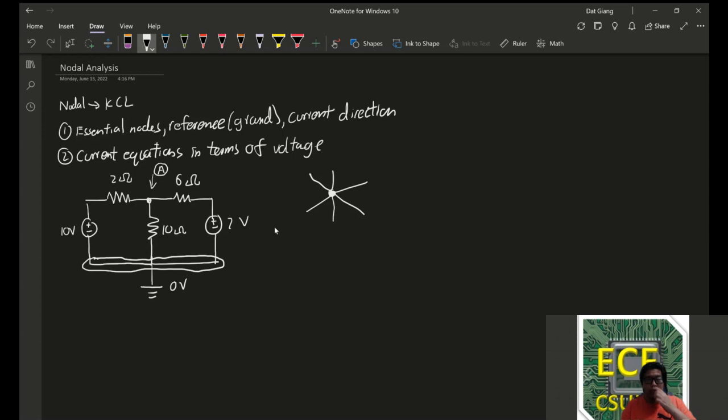Lastly, we're going to assign a current direction. Now, the assignment of current direction, if it's not given, is arbitrary. So let's say like this, and like this. Doesn't actually matter. We are trying to figure out some kind of solution to this.